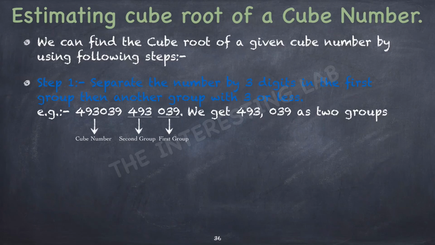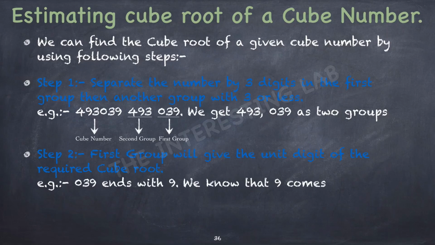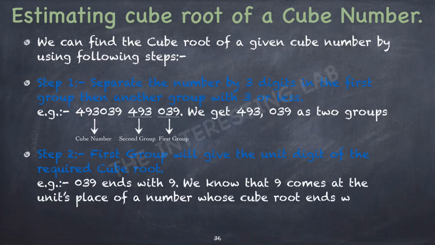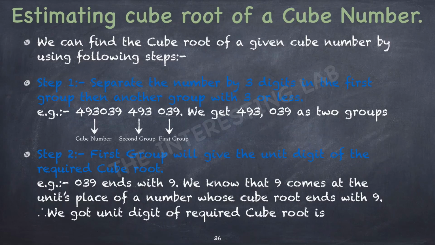Step 2. Check the number whose cube ends with the unit digit of the given first group. For example, 039 ends with 9. We know that the cube of a number with unit digit 9 ends only with 9. Therefore, we get the unit digit of the required cube root as 9.